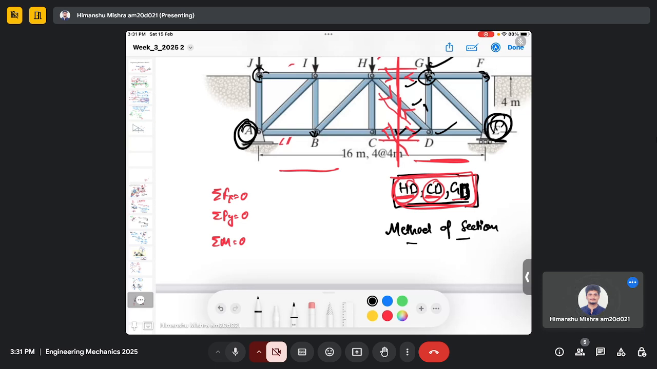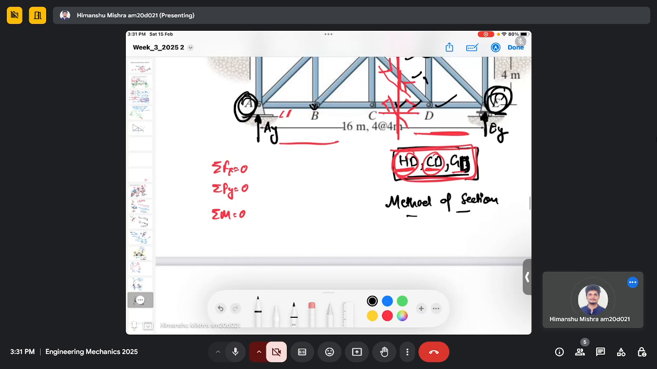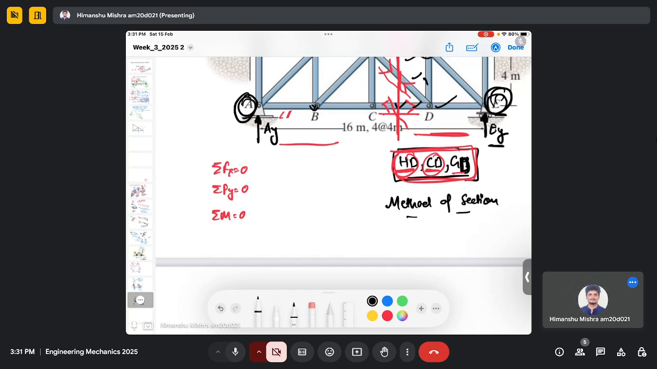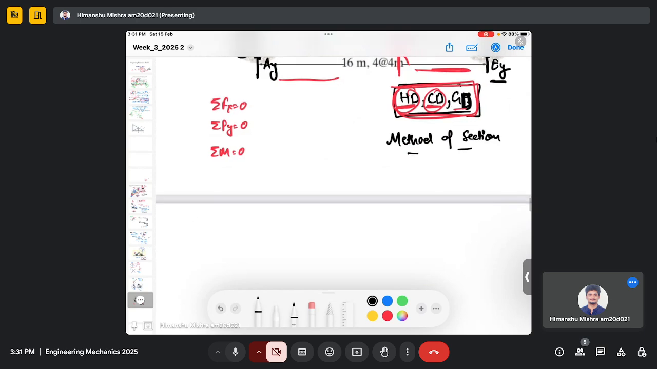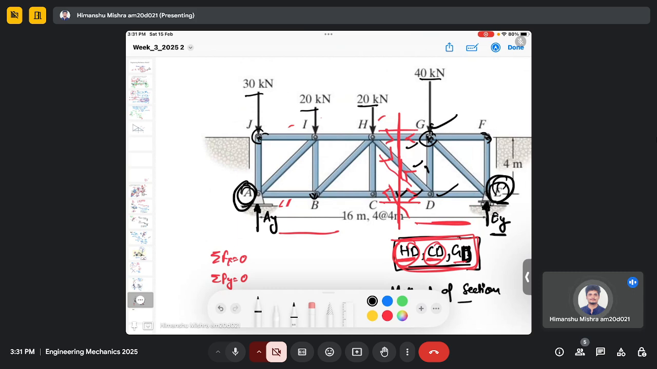So you can see that this is my AY and this is my EY. So if I take a moment about A, I can actually calculate EY. Right? And for the forces which cause a moment about A, this force will not cause any moment about A because the perpendicular distance from the 30 kilonewton force to A is 0. But this and EY will cause a moment.